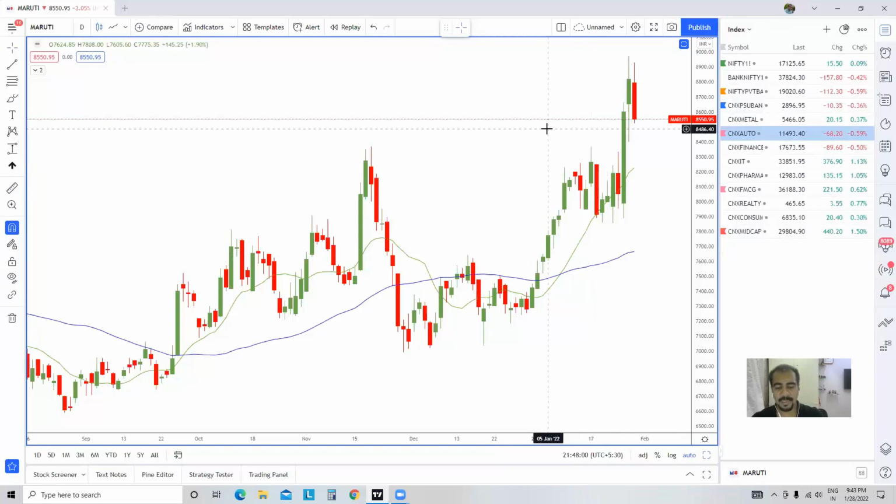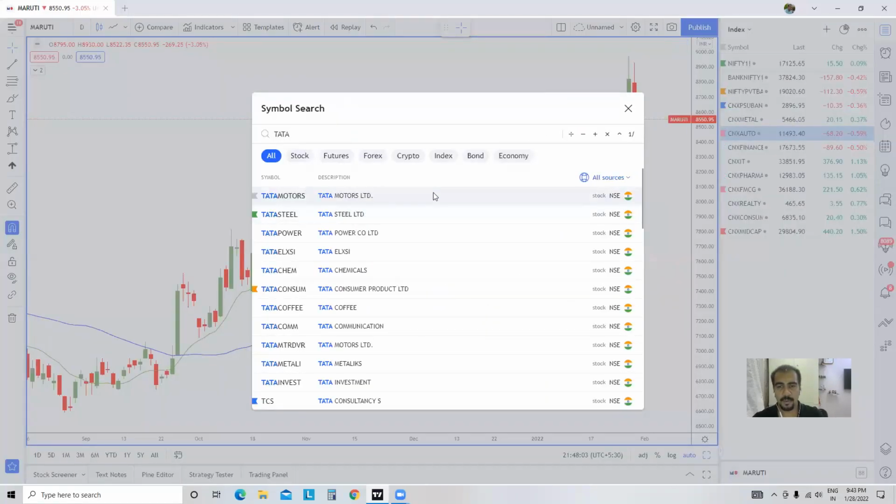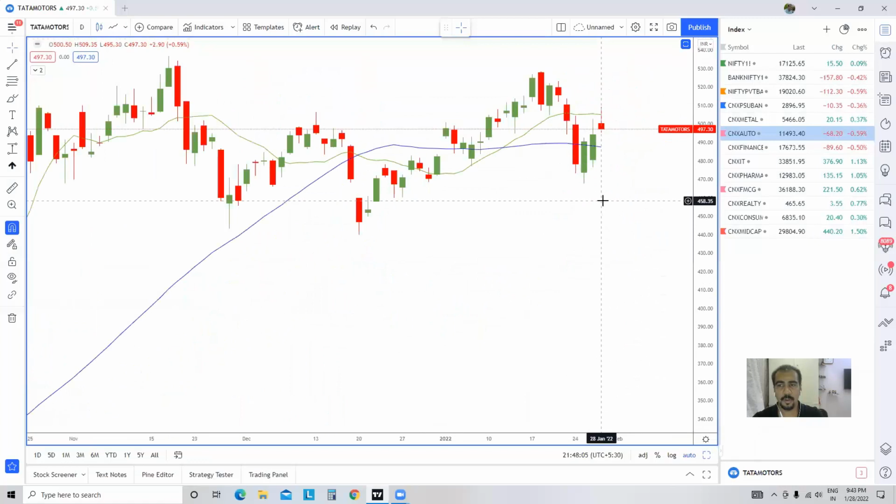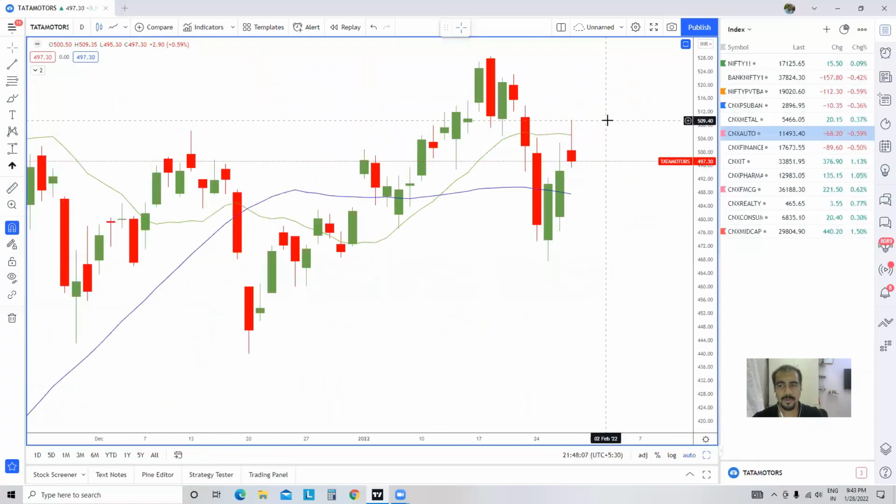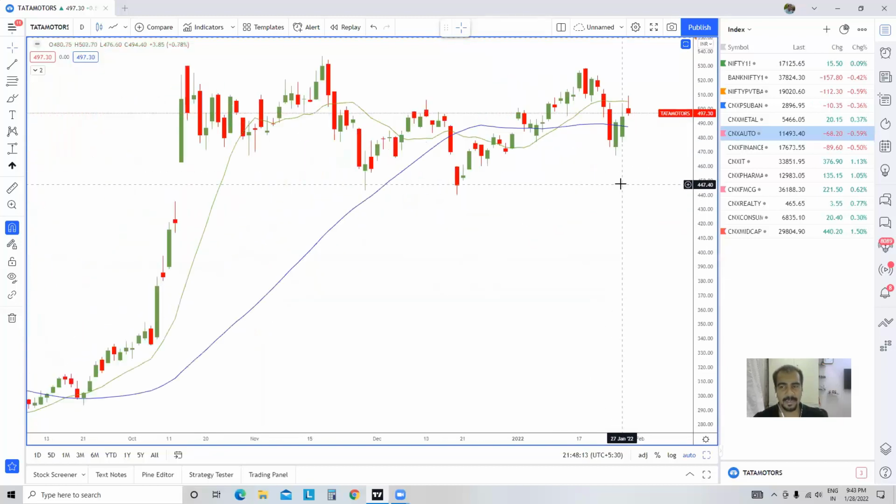And apart from this, there is one more stock, Tata Motors. This is looking good, but I think it will need to close above today's high, 509, 510. Then we might be able to see some sort of rally coming up. So Tata Motors and Maruti, these are the two stocks which you can keep your eye on.